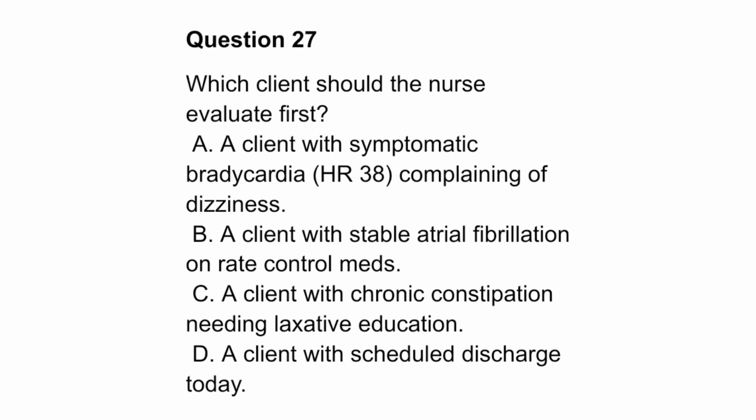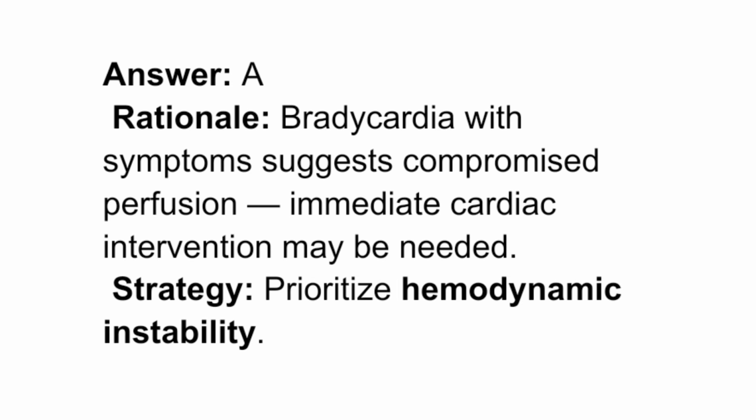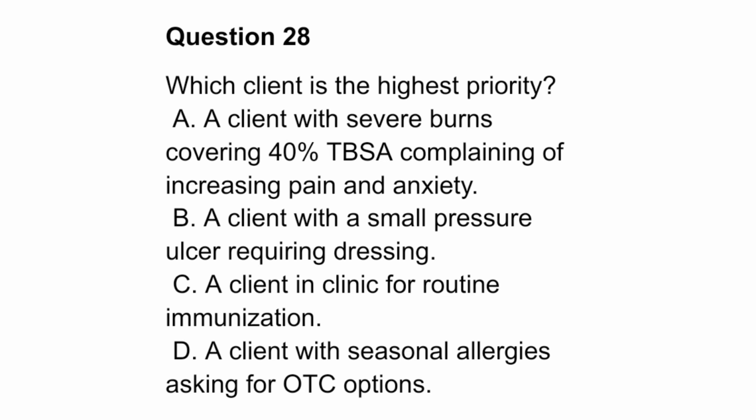Question 27. Which client should the nurse evaluate first? A. A client with symptomatic bradycardia, HR 38, complaining of dizziness. B. A client with stable atrial fibrillation on rate control meds. C. A client with chronic constipation needing laxative education. D. A client with scheduled discharge today. Answer, A. Rationale: bradycardia with symptoms suggests compromised perfusion, immediate cardiac intervention may be needed. Strategy: prioritize hemodynamic instability.